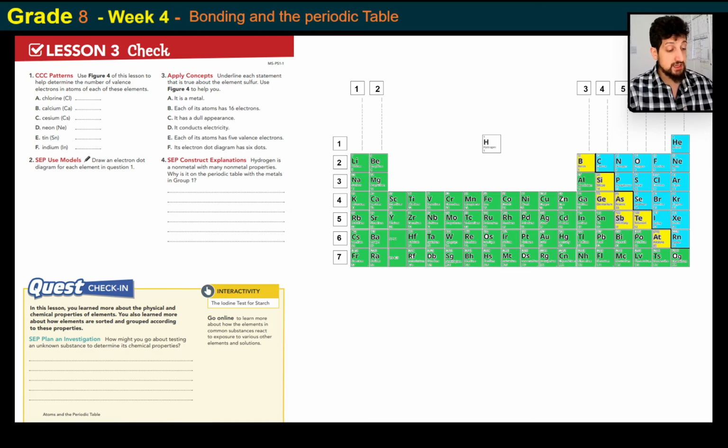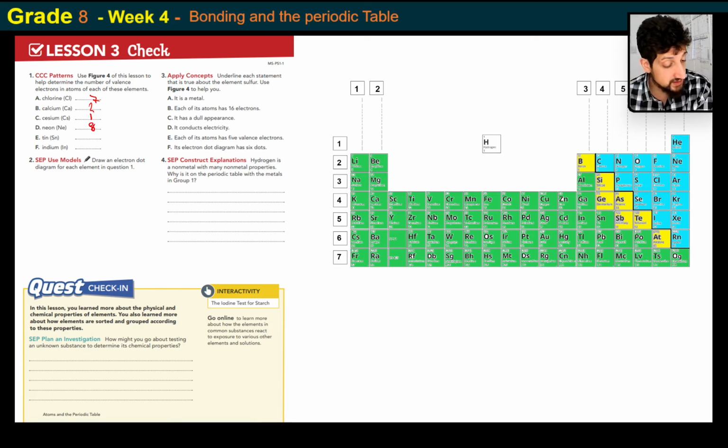Okay, let's look at the lesson check. Use figure 4 of this lesson to help determine the number of valence electrons in atoms of each of the following. So I've got something similar here. Chlorine. Chlorine is over here. It's in group 7, so it therefore has 7. Calcium is in group 2, so it's got 2. It's very hard to write on this. Cesium in group 1, so it has 1. Neon is in group 8, so it has 8.